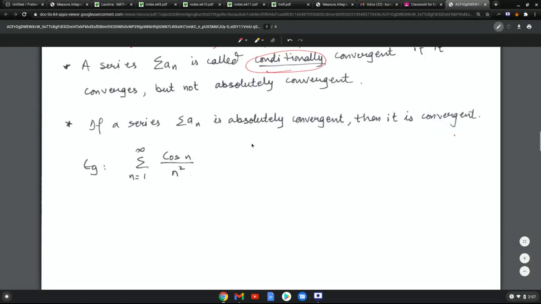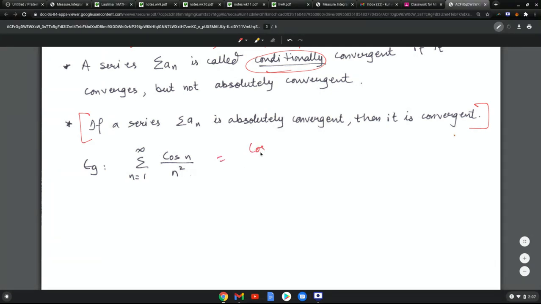Now, I'm not going to prove this, but this should be fairly obvious: if a series is absolutely convergent, then it is convergent for sure. Let's look at this example here. Determine whether the series is convergent or divergent.